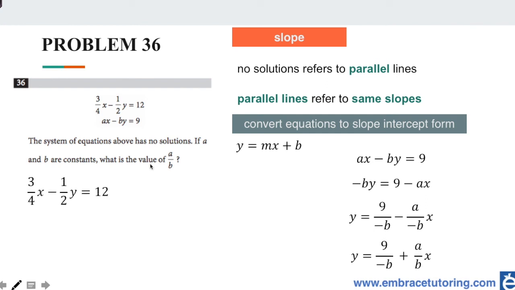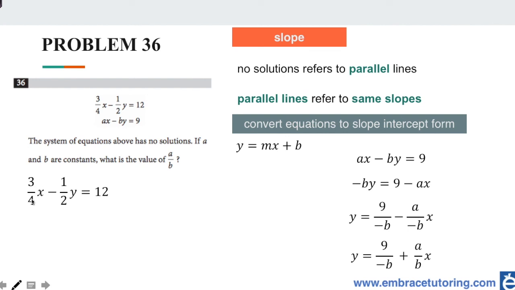And theoretically, if I figure out the slope of this line, and because no solutions refers to parallel lines, that means that they will have the same slope. So basically, if I figure out the slope of the other line and match it to a over b, then that is what the value of a over b is going to be. So let's figure out the slope.